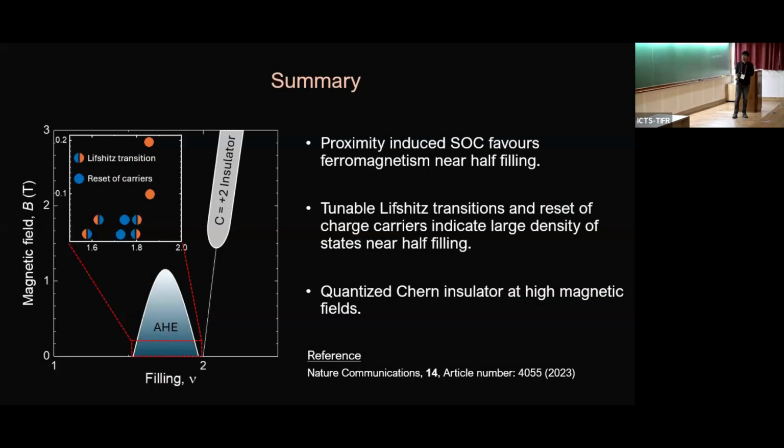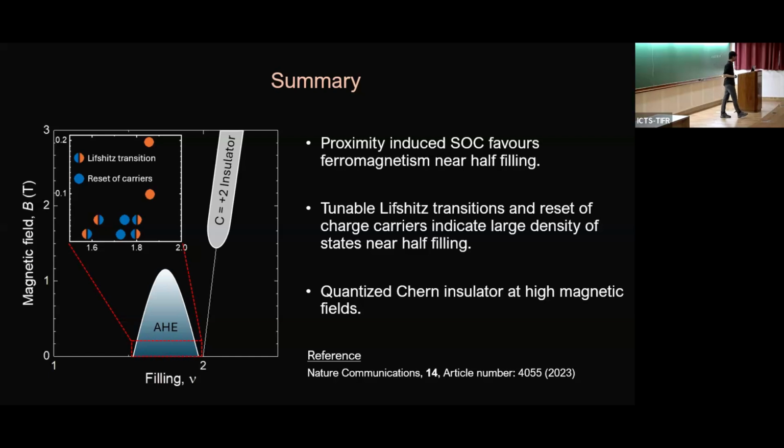So this is the phase diagram. We see anomalous Hall effect near the half filling of the bands, and the low field data is very interesting. There is Fermi surface reconstruction happening at low field, and they sort of smear out if you increase the magnetic field in the system, and we see Chern insulators from different filling factors.